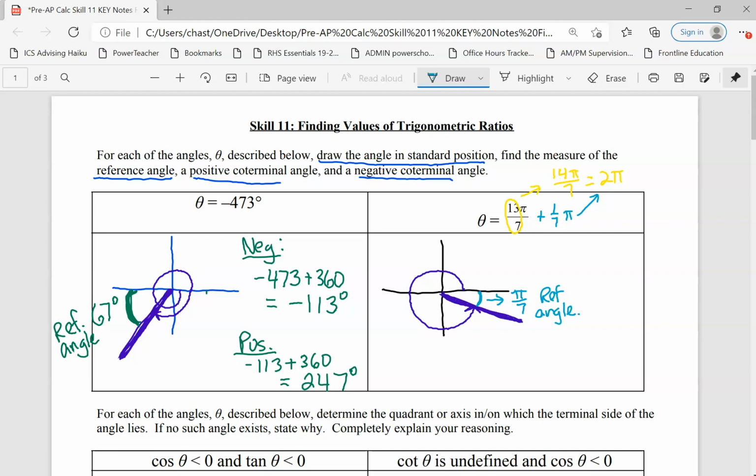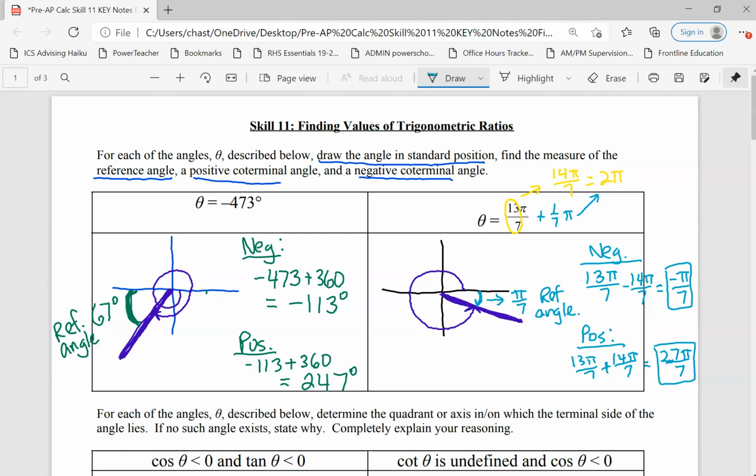Now I need to find a positive coterminal and a negative coterminal. Because of that reference angle of pi over 7, if I had drawn it going downward, that would be my negative coterminal. So that's like 13 pi over 7 minus 14 pi over 7, which is 2 pi. So my negative coterminal is negative pi over 7. For a positive coterminal, I'm just going to take 13 pi over 7 and add 14 pi over 7, because that is the same as 2 pi. That's going to get me 27 pi over 7. There we go.